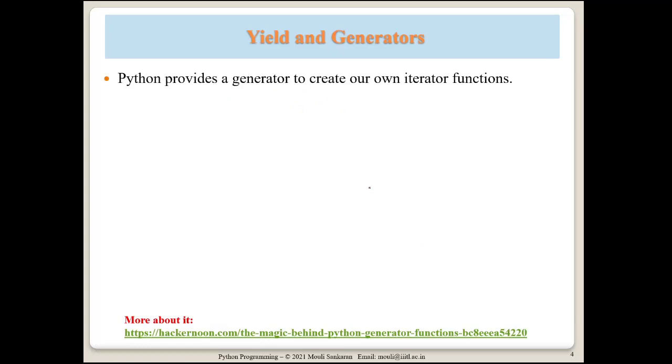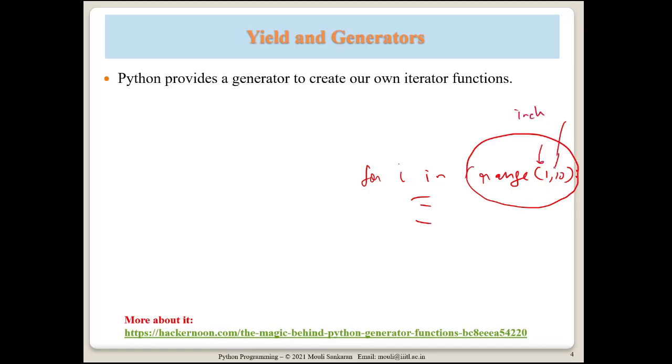Okay. Now, as I mentioned, for i in range 1 to 10. So this is what we have seen, the popular one. What happens here? We get a value in a range of 1 to 10, where 1 is inclusive and 10 is exclusive. So we get numbers 1 to 9. Now this function is a built-in generator. It generates the numbers in the range. Now how is it different from any other function?